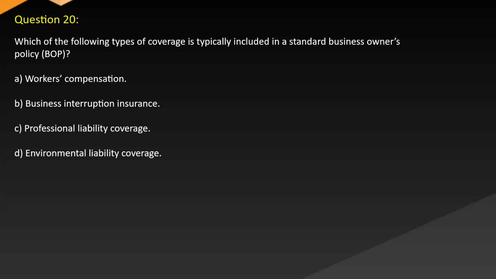Question 20. Which of the following types of coverage is typically included in a standard business owner's policy, BOP? A. Workers' compensation. B. Business interruption insurance. C. Professional liability coverage. D. Environmental liability coverage.